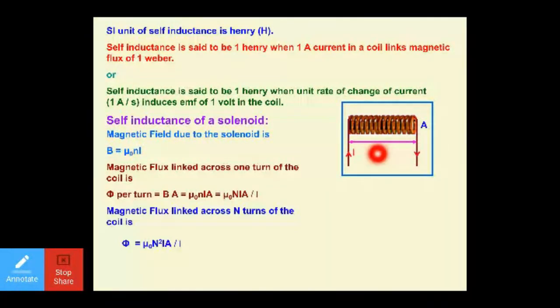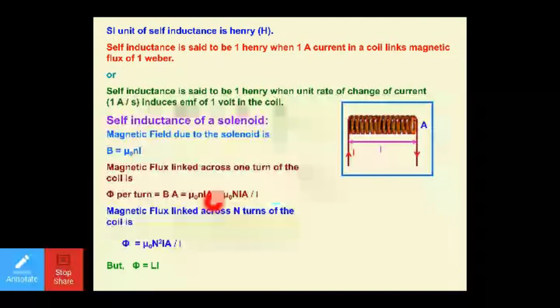Furthermore, the magnetic flux linked with N turns of the coil, because here it is having N turns. So the magnetic flux made by N turns is this much. It means we'll be multiplying this factor by capital N. So what further will you be getting? Phi is equal to Li.